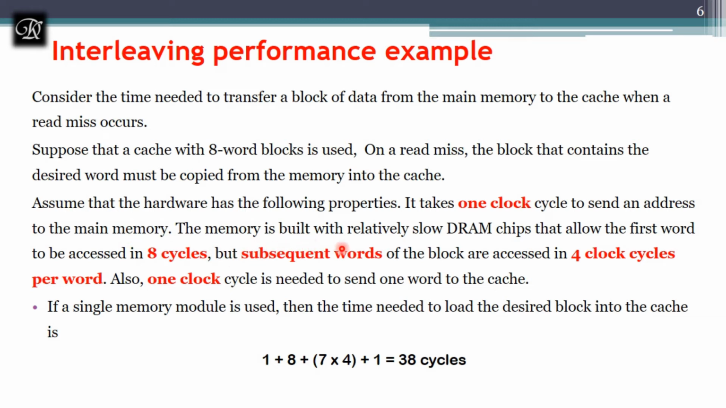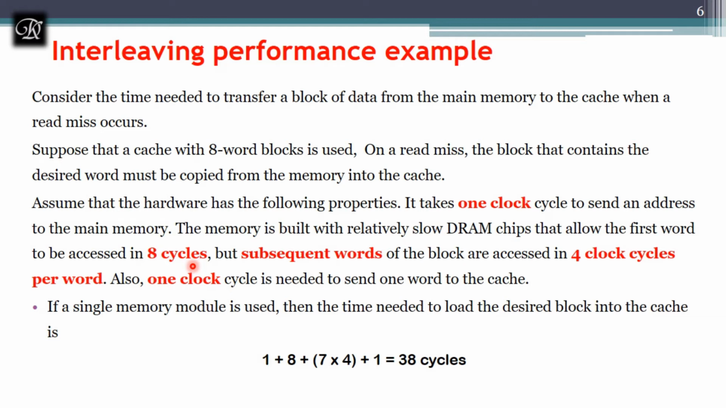The memory is built with a relatively slow DRAM chip. I have told in the previous video that cache will be built with SRAM and RAM will be built with DRAM chips, which are slower than SRAM. So that allows the first word to be accessed in 8 cycles. Because we are having an 8 word block, it takes 8 cycles of delay to access the first word, but the remaining subsequent words will be accessed in 4 clock cycles per word.